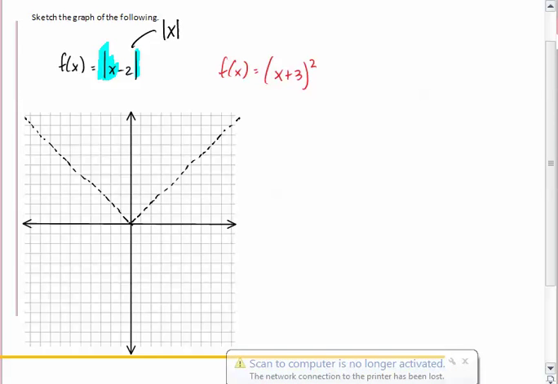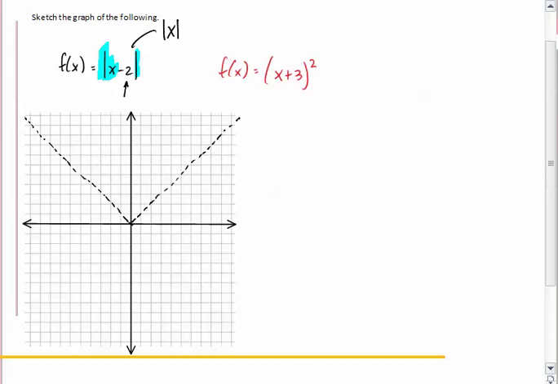Now, in the last video we learned that this is a horizontal shift because it's an add or subtract inside the parent identifier. The parent identifier in this case is the absolute value marks. So this is going to be a horizontal shift to the right 2. I'm going to shift it to the right 2, and all that means is I'm going to take every point and move it to the right 2. That's it. It's that simple. Every point that I just plotted, I'm going to move it to the right 2, and I'm finished.